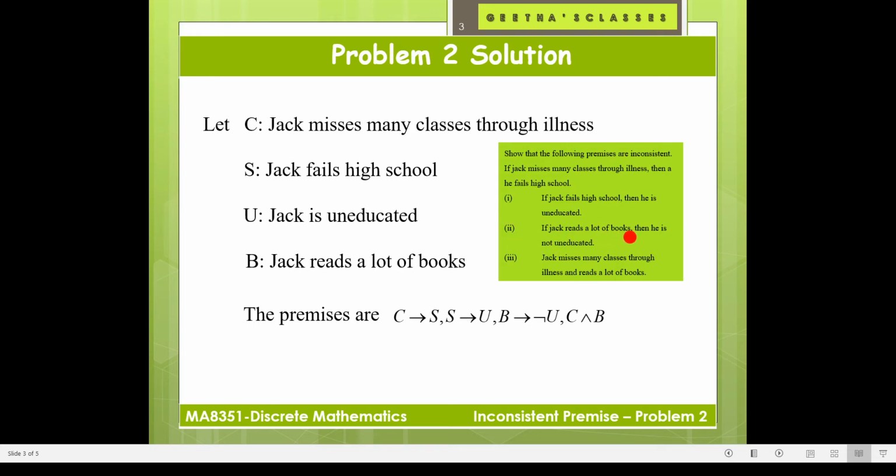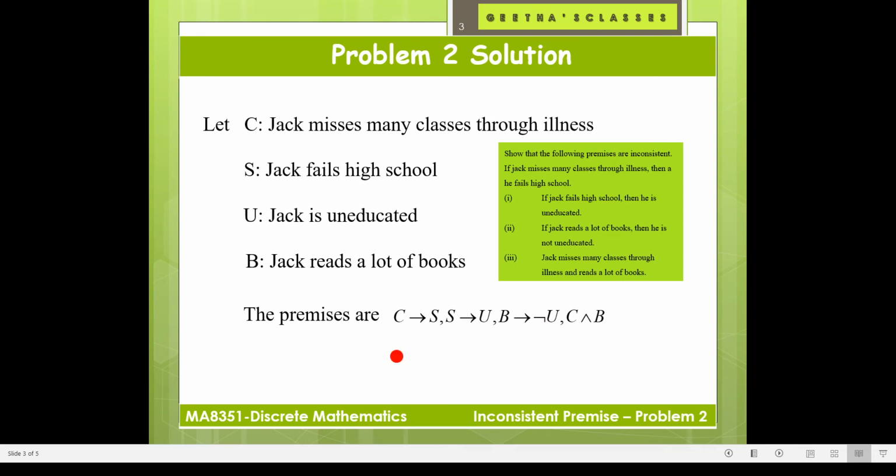If Jack reads a lot of books, then he is not uneducated. Reads a lot of books we have taken as B, but he is not uneducated, so negation of U. So B implies negation of U. Read the statement carefully and then frame the premise. Next: Jack misses many classes through illness and reads a lot of books. And means conjunction, a joining word. Reads a lot of books is B, misses many classes is C, so we have written C and B. Now you understand how to frame the premises using the given question.